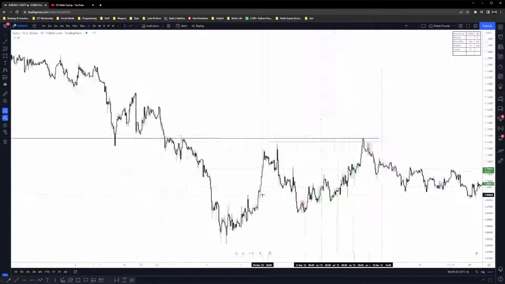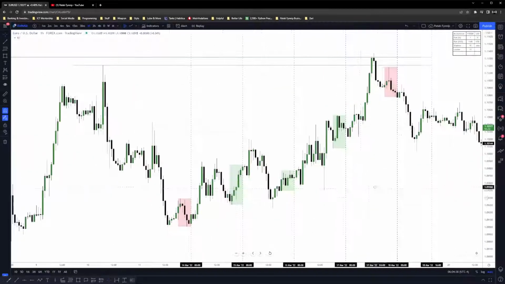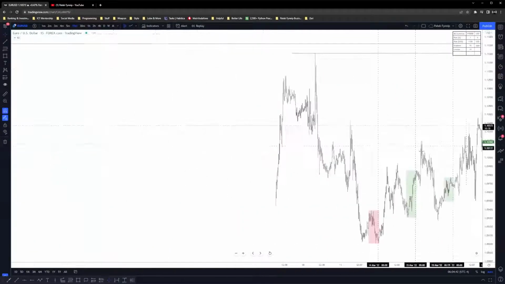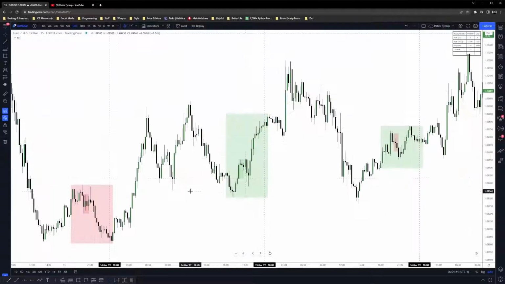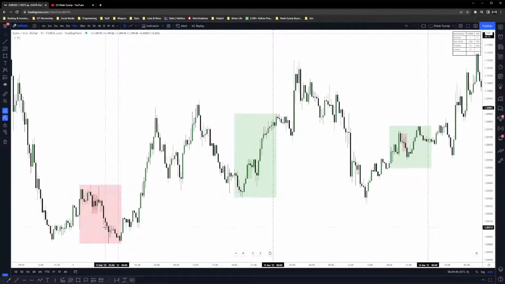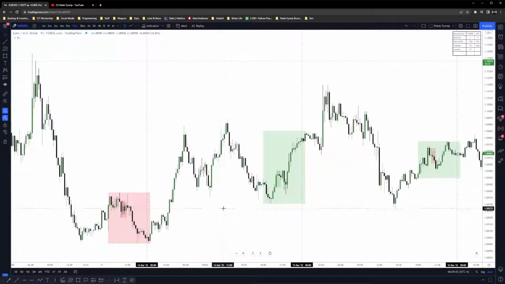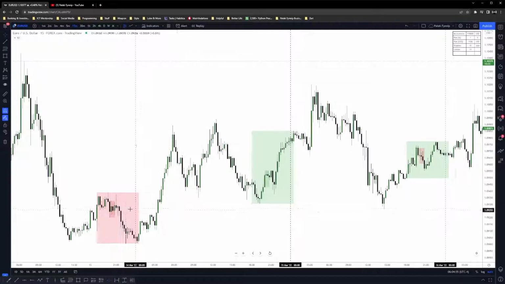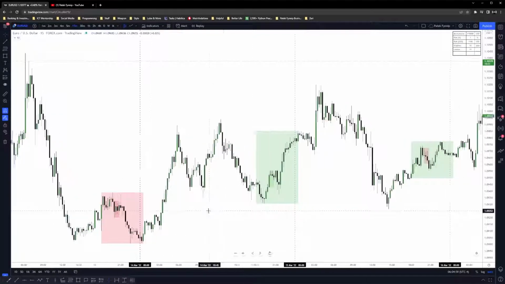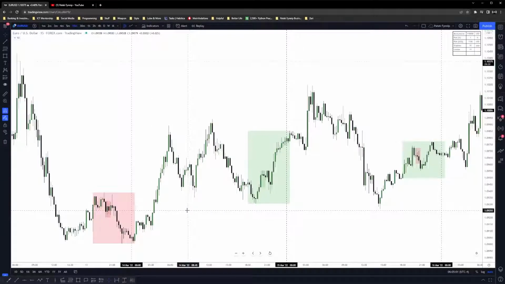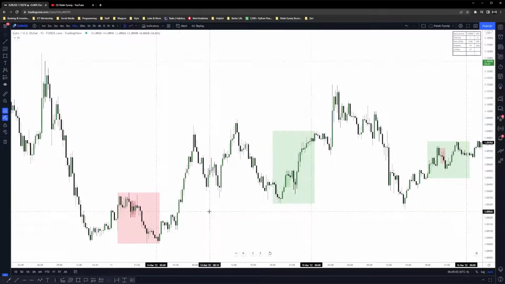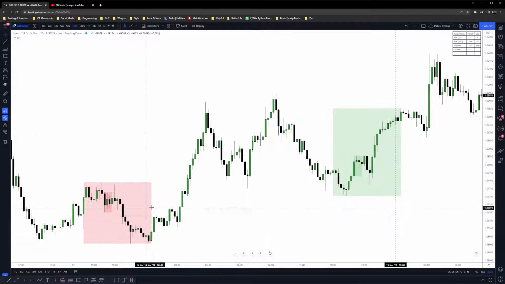So let's stay in this week here, the 15 minute. As you can see, both are bearish here. On the 5 minute you can see it better. And we still have a bullish day. That might happen, of course.